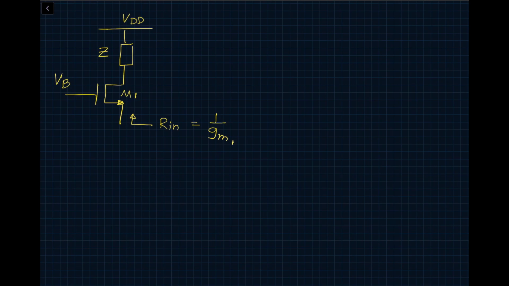First of all, what really matters is what's connected at the drain of the transistor. In this case, I have shown you there is a resistance called Z we have connected at the drain, and we can draw a small signal analysis to appreciate this. So go ahead and draw the small signal analysis for this circuit.